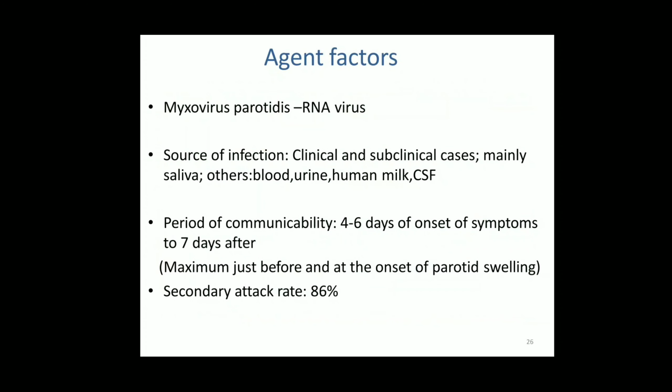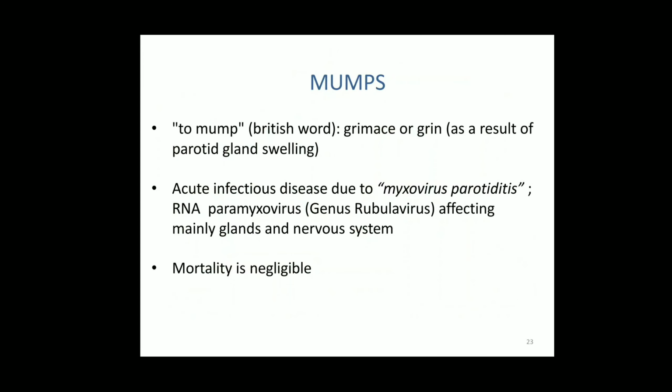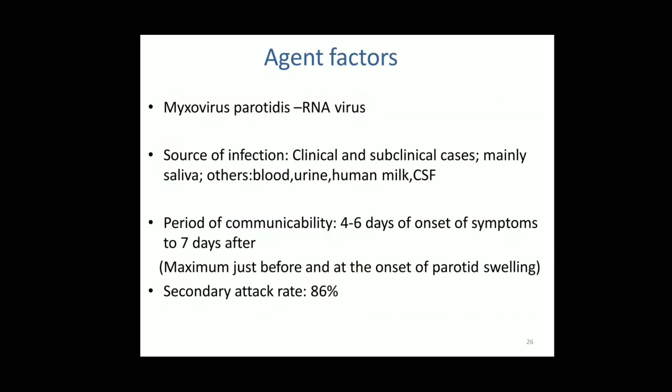Coming to the agent factors. What is the agent factor in mumps? The agent is myxovirus parotiditis. As I said earlier, it is an RNA virus, belonging to the family paramyxovirus.